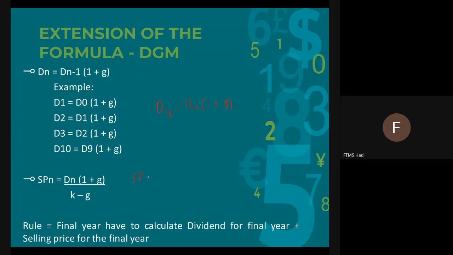Let's say if you want to calculate SP4, selling price for year 4, that means dividend for year 4 multiplied by 1 plus G divided by K minus G. If you want to calculate SP6, that means D6 times 1 plus G divided by K minus G. That is how you do it.